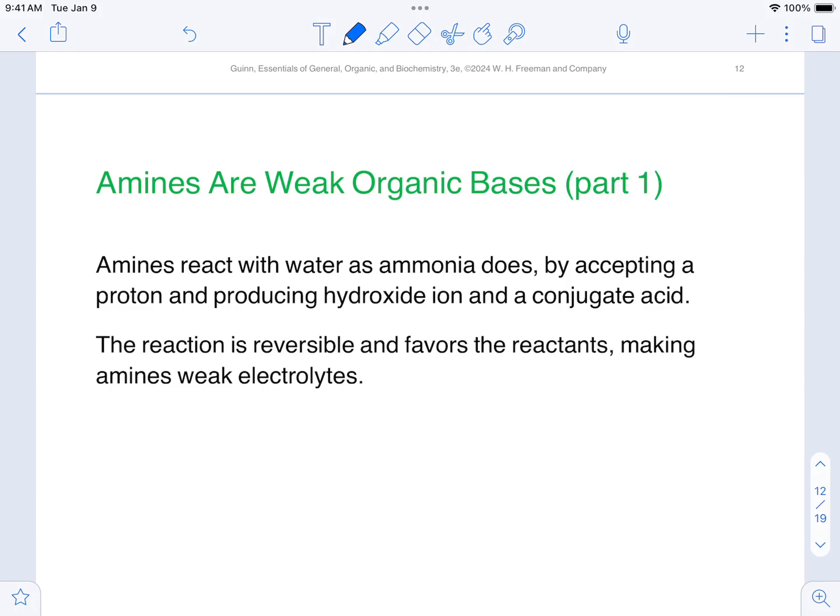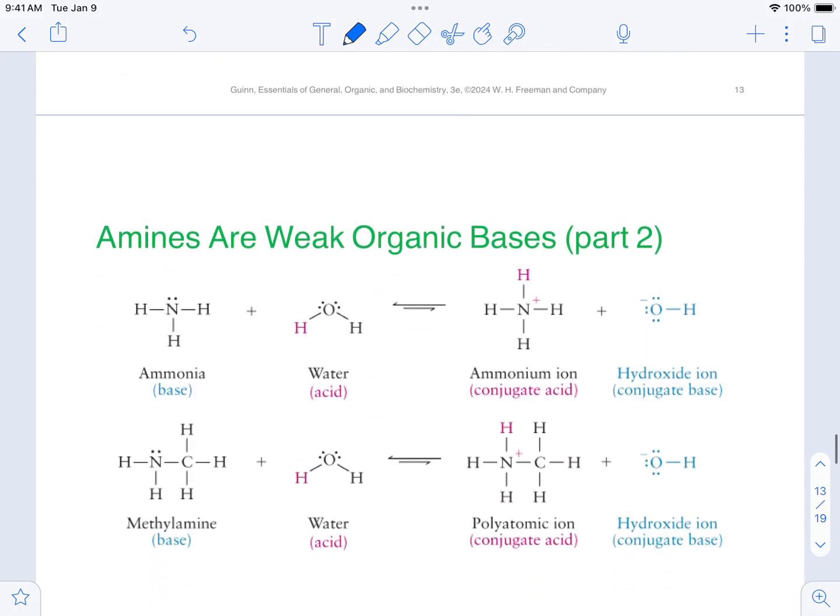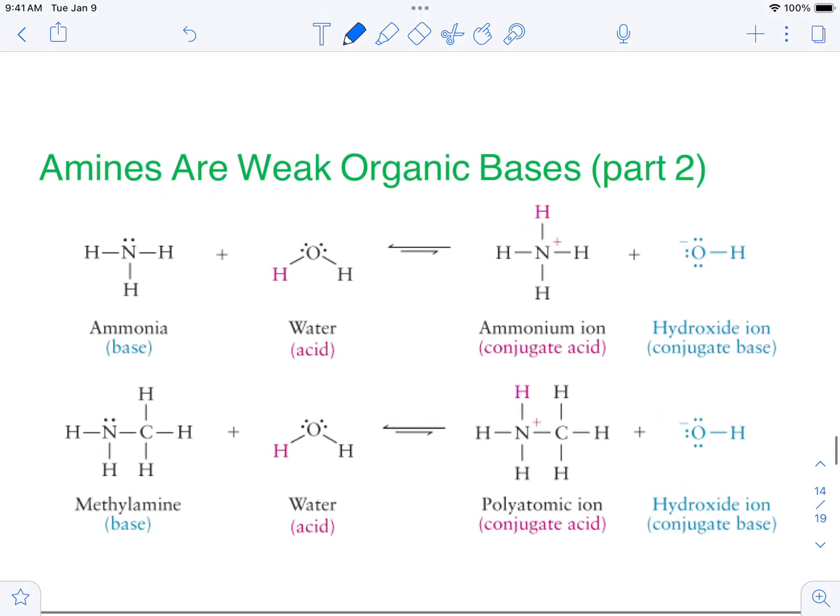So amines are weak organic bases. If you think back to our acid-base chapter, our bases accept a proton, or they accept a hydrogen atom from an acid. So we will see here in this example, if you concentrate on the top one first, we have ammonia, which is our base, and we have water, which is going to be acting as our acid. Remember, that's amphoteric, so that can be either. But look what happens. That water is going to donate the H to the base, which is going to accept it. Look what the conjugate acid is on the right.